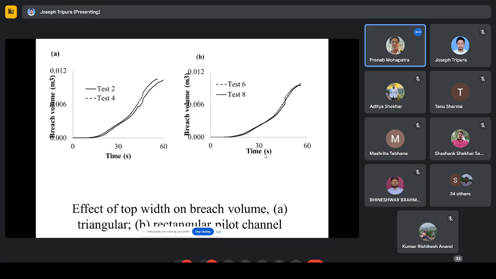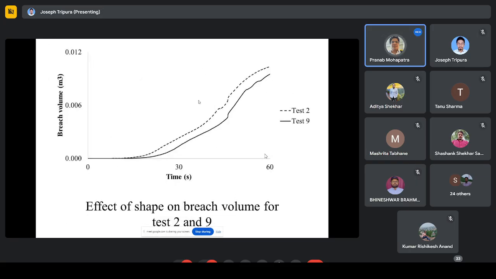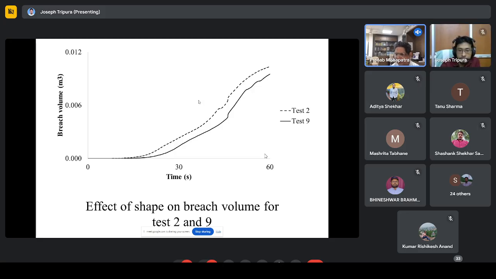Again, go to the next. These are all similar things, but showing different parameters and their effect on different things, like what is the effect on discharge, what is the effect on breach shape, evolution of breach shape, or what is the effect on breach volume or erosion rate, that kind of thing.